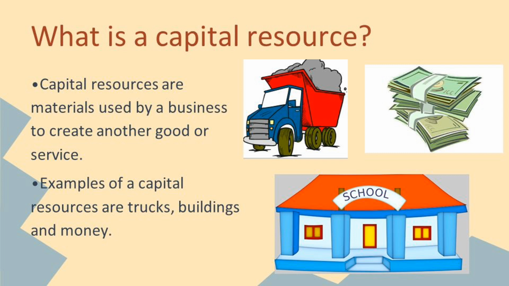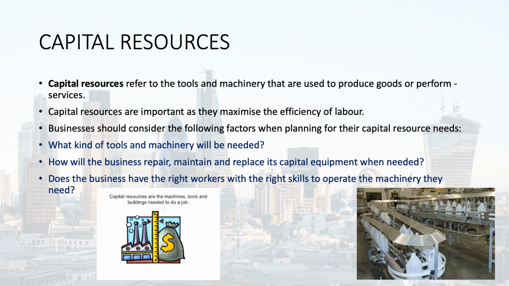As I said to you guys at the start, capital resources are all those kinds of machinery and equipment that are used to produce a good or service. So we normally talk about things that you can see from the picture: trucks, buildings, money itself is a capital resource as well. A business obviously has to have capital resources, because if they don't, it's going to be difficult to produce anything.